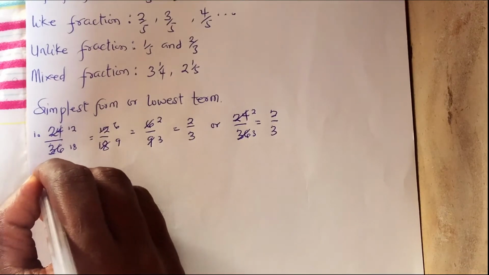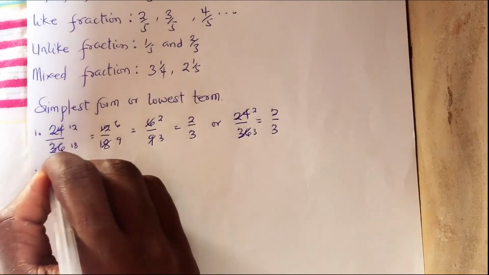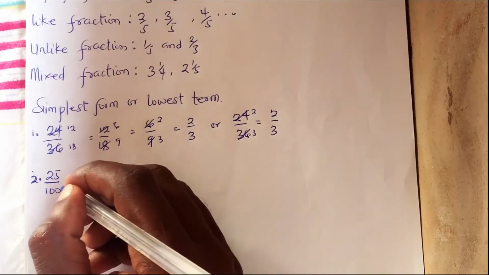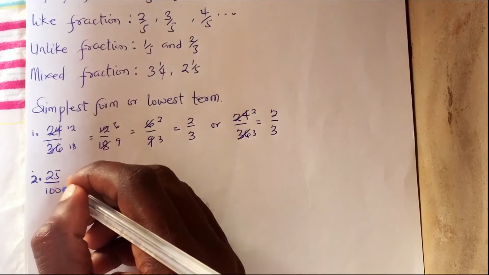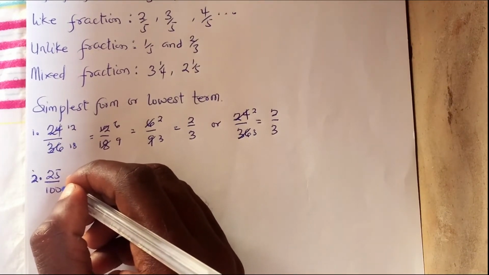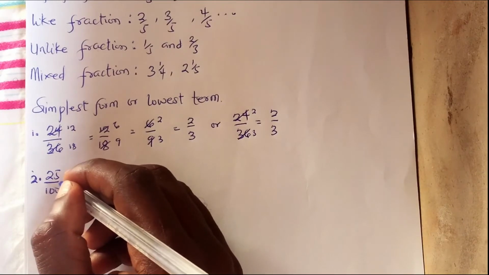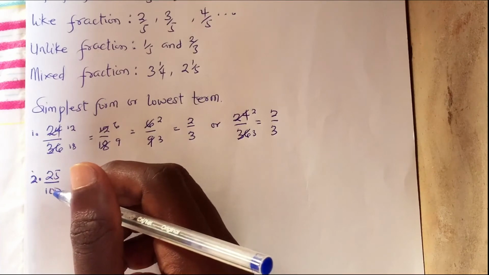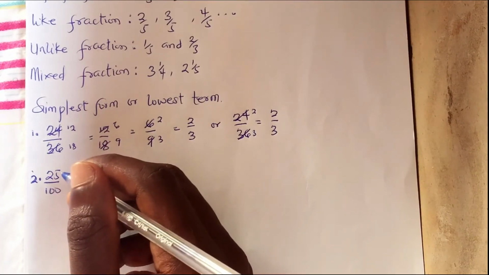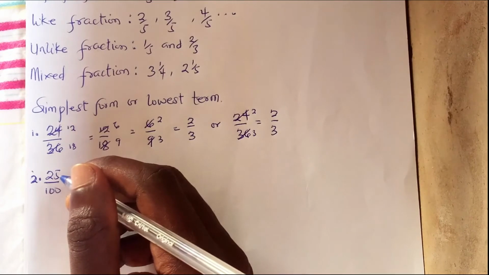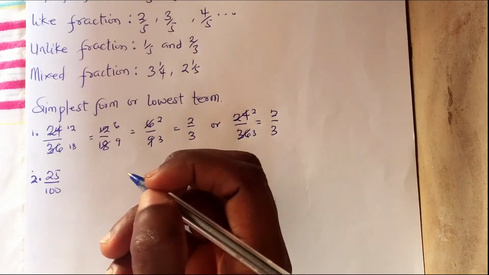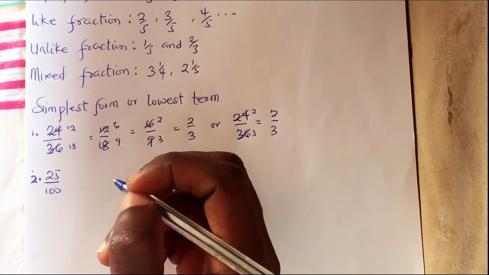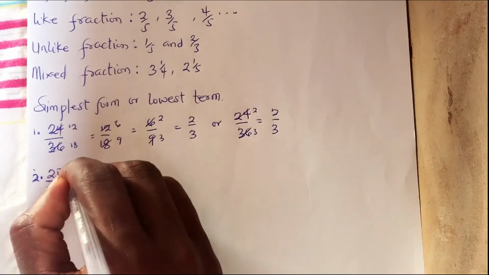Example 2. We have 25/100. With this, we can have factors such as 5 and 25 itself. And these factors should be able to divide the numerator and the denominator. So using 5, we'll be going by the least factor, which will give us a long-term process. By using the 25, it will give us a short-term process, making it quite easier for us. Let's use the long term.